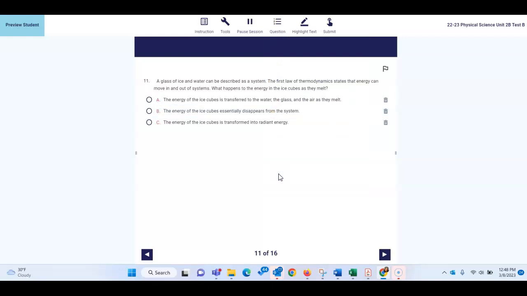Question 11. A glass of ice water can be described as a system. The first law of thermodynamics states that the energy can move in and out of systems. What happens to the energy in the ice cubes as they melt? The energy in the ice cubes is transferred to the water, the glass, and the air as they melt. The energy of the ice cubes essentially disappears from the system. The energy of the ice cubes is transformed into radiant energy.